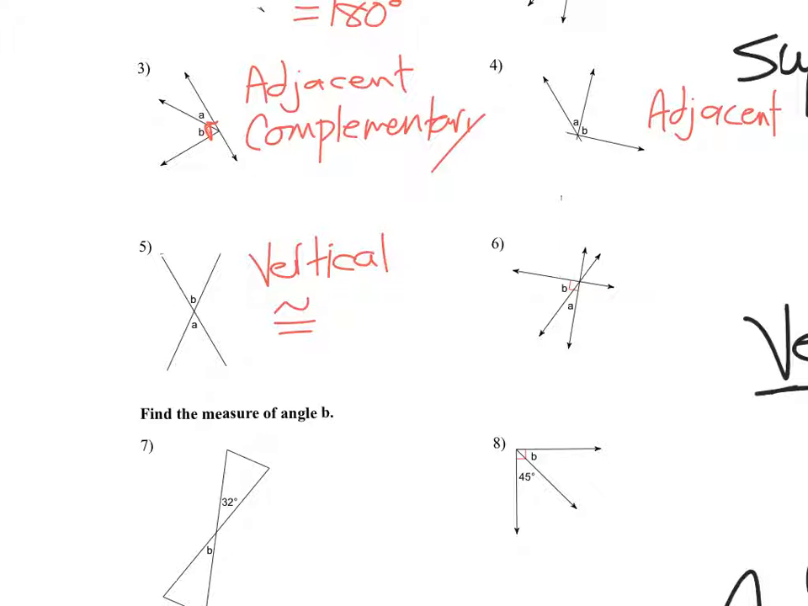Now, the way we show that in a picture is an arc. So if they each have one arc, then that means they're congruent to one another. All right, the last one.